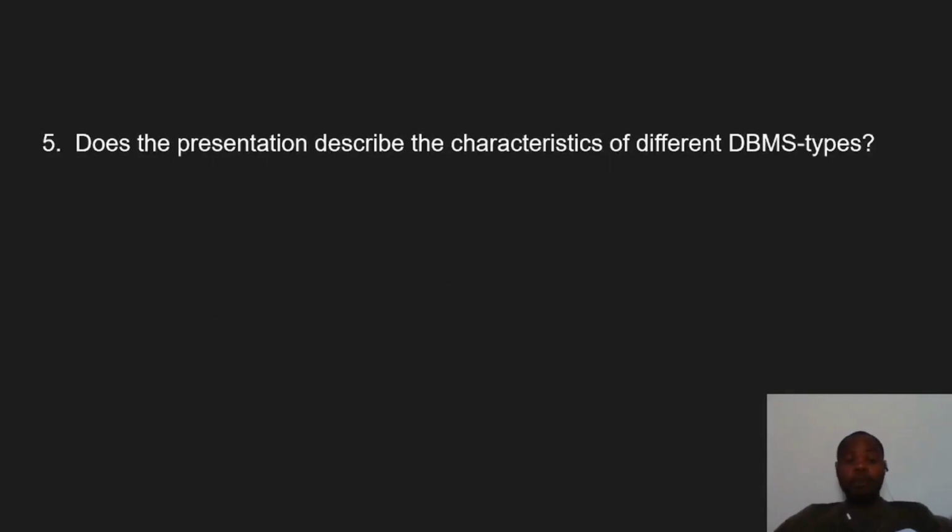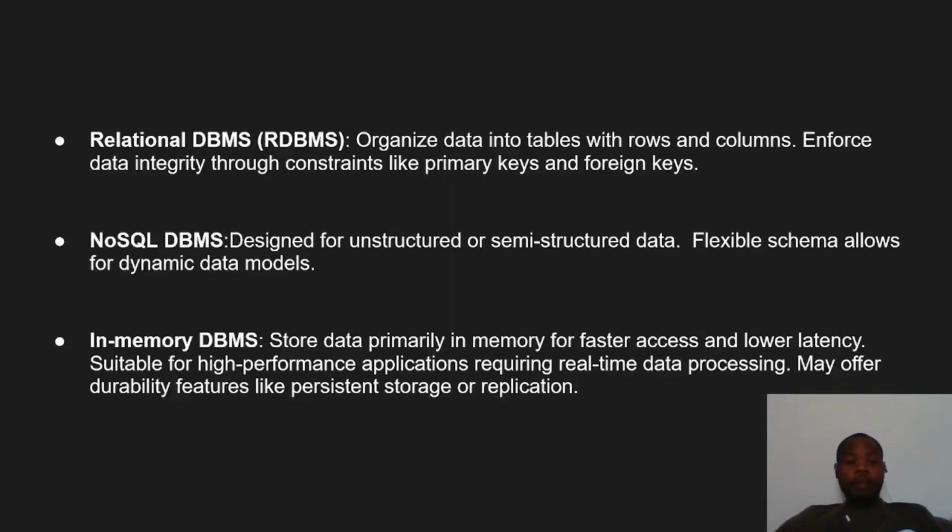Does the presentation describe the characteristics of different database management system types? Relational database management systems organize data into tables with rows and columns. They enforce data integrity through constraints like primary keys and foreign keys. Then we have NoSQL database management systems that are designed for unstructured or semi-structured data.